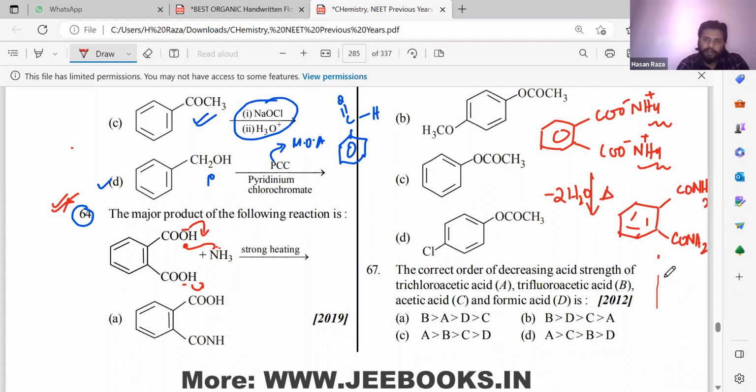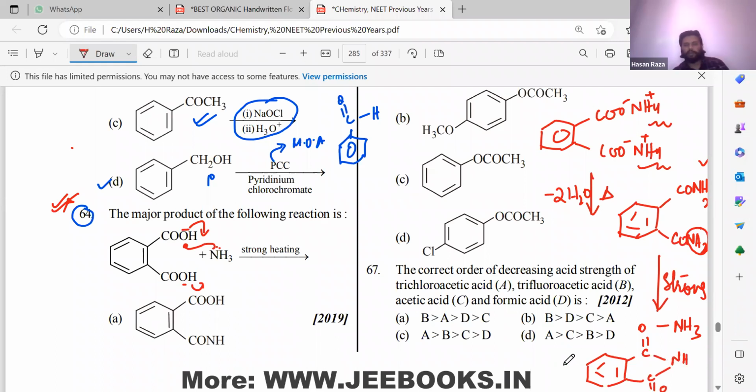And since you are giving a strong heat, you are going to again remove NH3 because a strong heating is there. And if you are going to remove NH2 from here and 1H from here, then you will be getting this product, which is very important. And this is a reaction from NCERT. That's why I told you to cover your organic and inorganic from NCERT. So this will be the final product. Please do write this reaction.